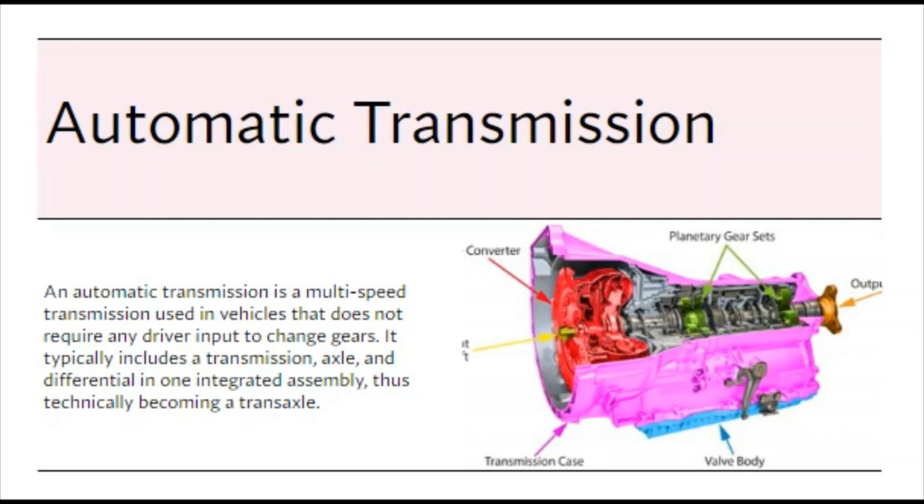Automatic transmission. An automatic transmission is a multi-speed transmission used in motor vehicles that does not require any driver input to change gears under normal driving conditions. It typically includes a transmission axle and differential in one integrated assembly, thus technically becoming a transaxle. The most common type of automatic transmission is the hydraulic automatic, which uses a planetary gear set, hydraulic controls, and a torque converter.